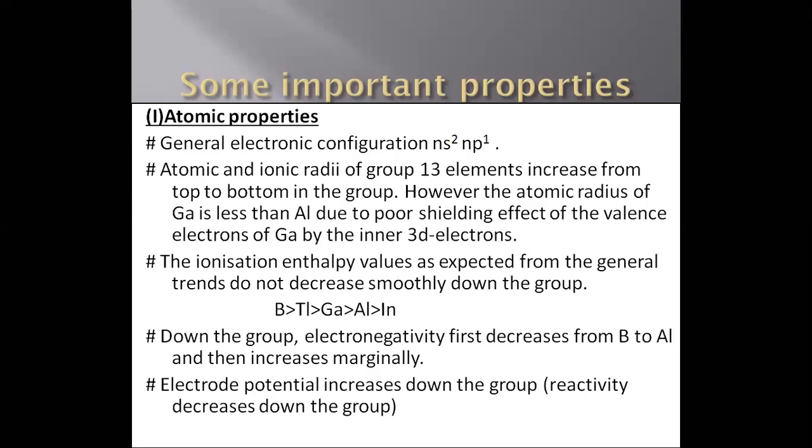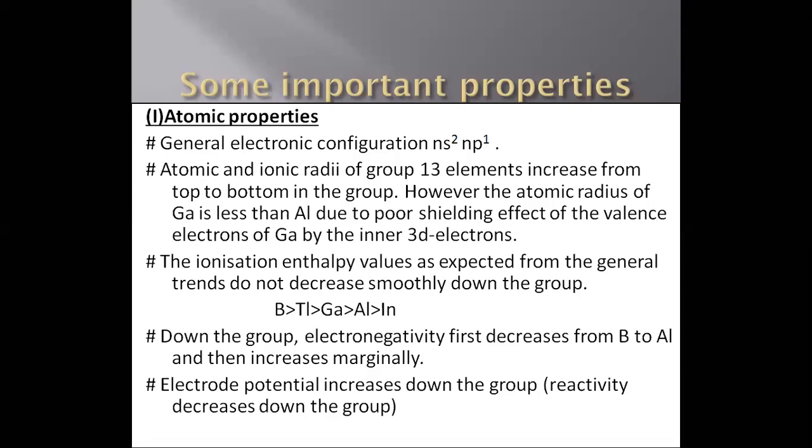Why is there poor shielding effect? Because now there is an entry of the 3d electrons from gallium onwards. And we know that whenever we talk about shielding effect, the s electrons have more shielding, then P, then D, and then F. So D and F act as poor shielding. That is the reason gallium will have a smaller size compared to aluminium, even though it is below aluminium.